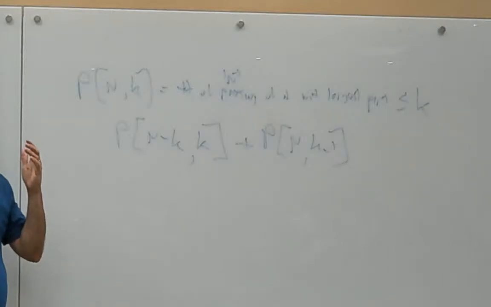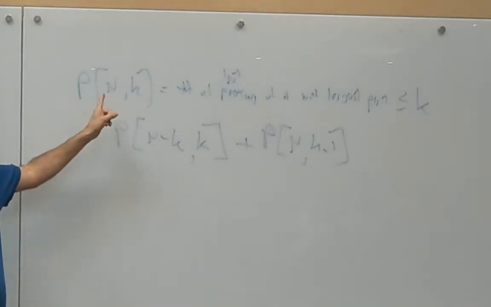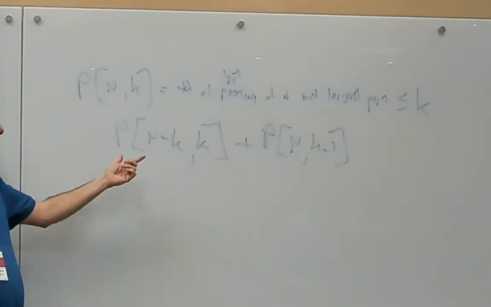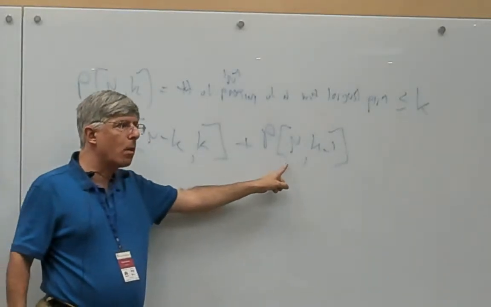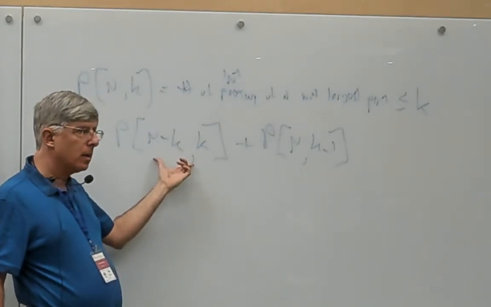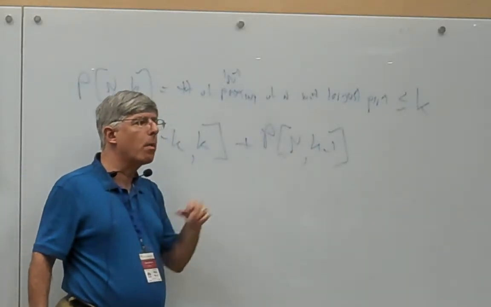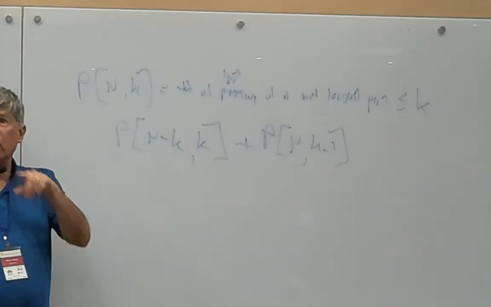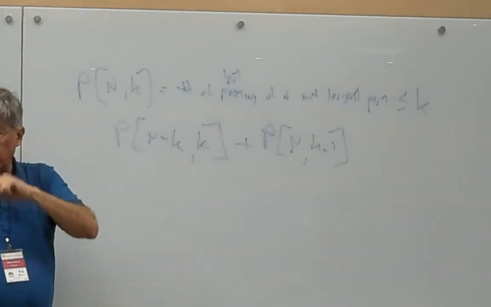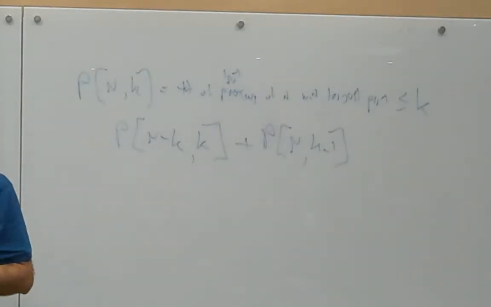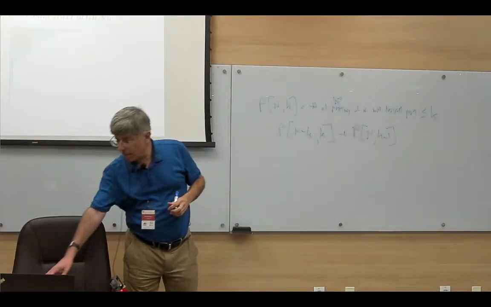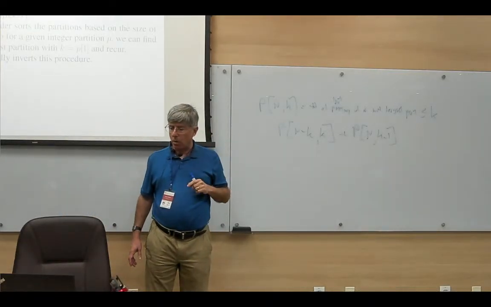Any integer partition with largest part less than or equal to k either has a part of size k, or it doesn't have a part of size k. This is counting the ones which do have a part of size k. This is counting the ones that don't have a part of size k. Any questions about that? So we can count integer partitions. If we can count them, can we do anything else with them?